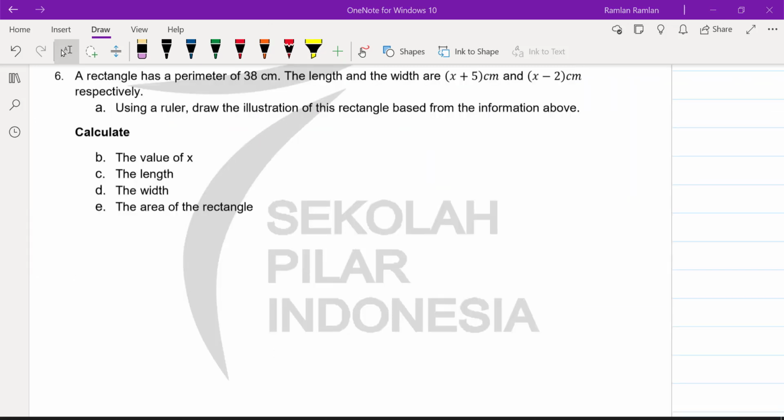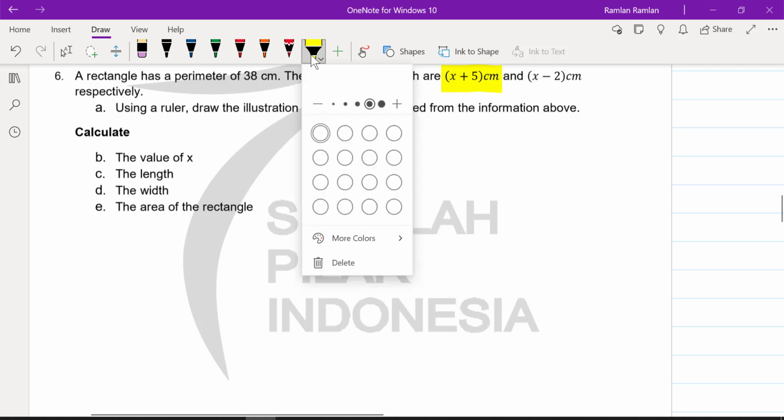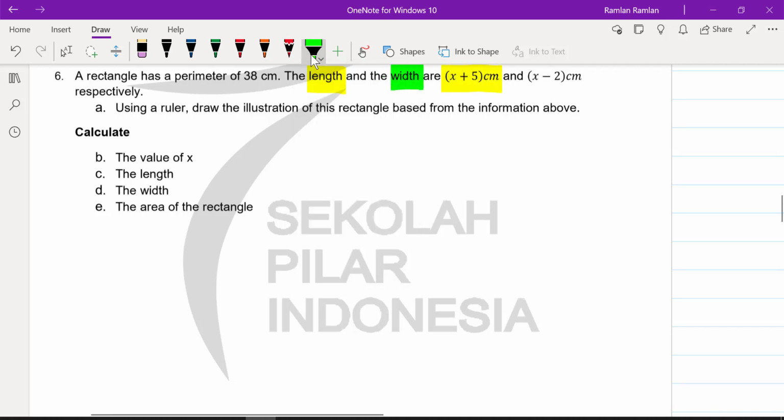Okay, number 6. A rectangle has a perimeter of 38 centimeters. The length and the width are x plus 5 centimeters and x minus 2 centimeters respectively. So this is the length. Okay, the length is this guy, and the width is this guy.